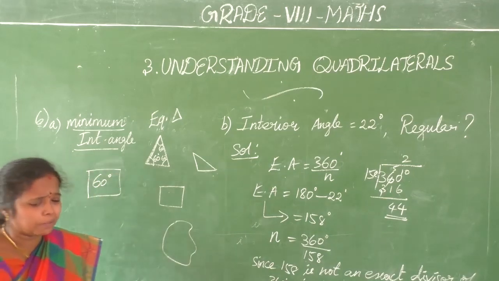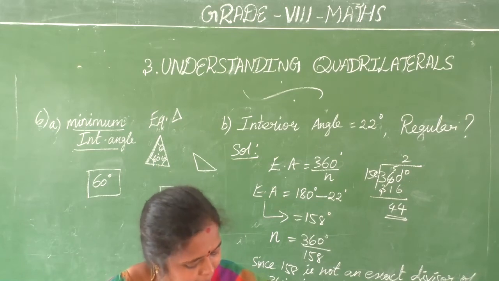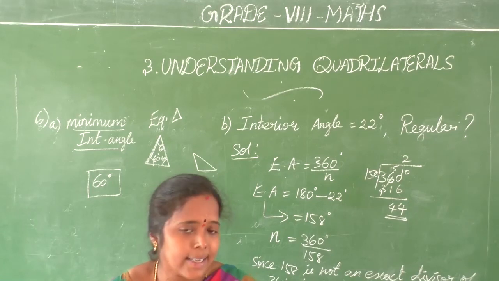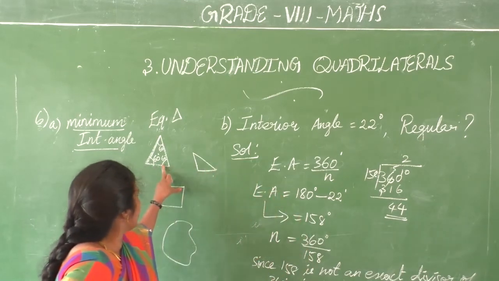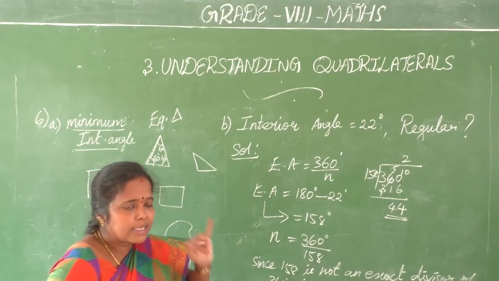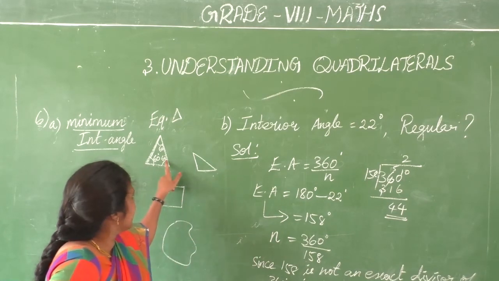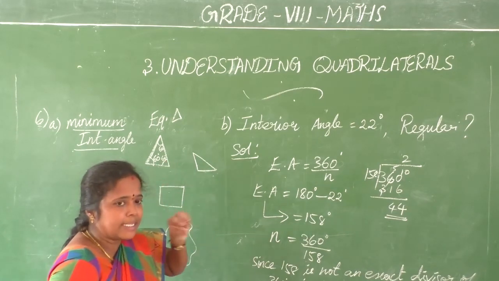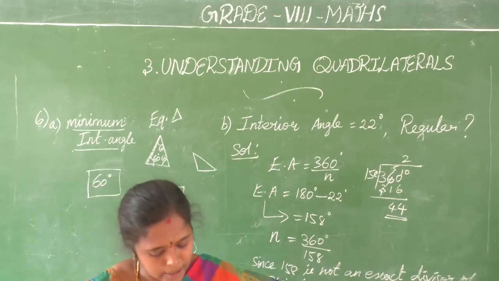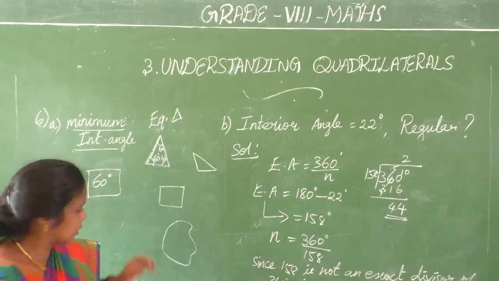One more question only. What is the question here? What is the minimum interior angle possible for a regular polygon? Why? This is the reason. The equilateral triangle is the regular polygon having the minimum number of sides. What is its interior angle? 60 degree. So we decided that 60 degree is the minimum interior angle possible for a regular polygon. Okay, this is a question.